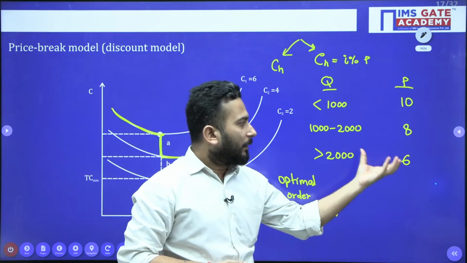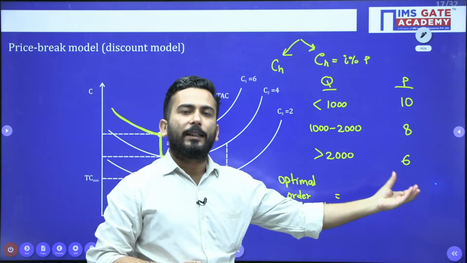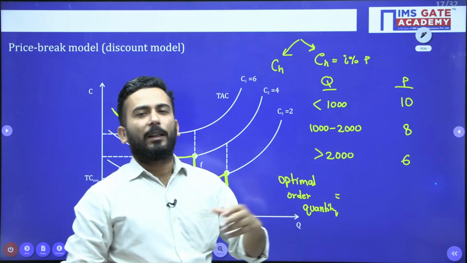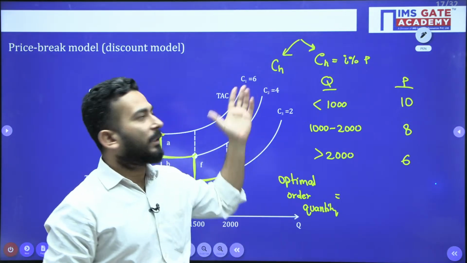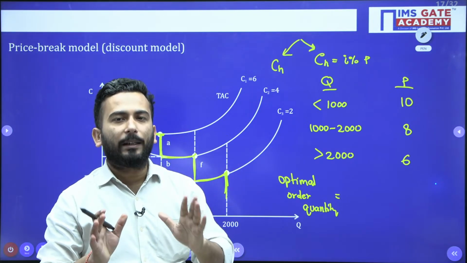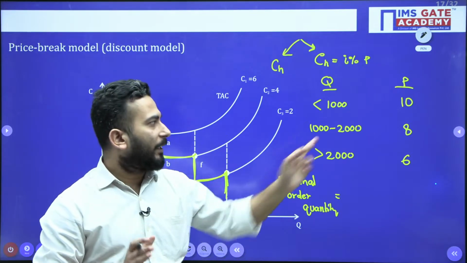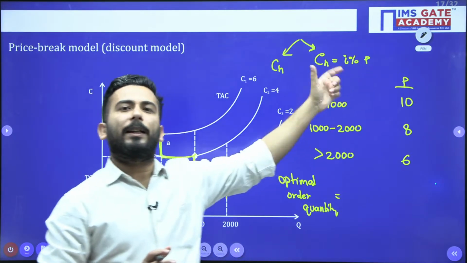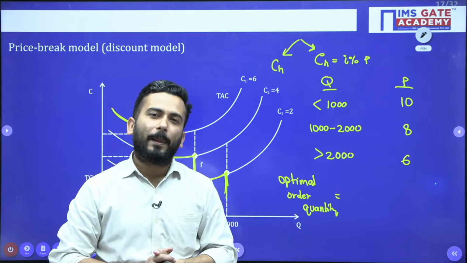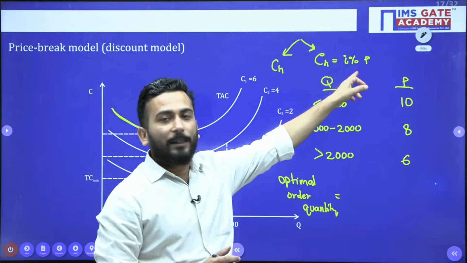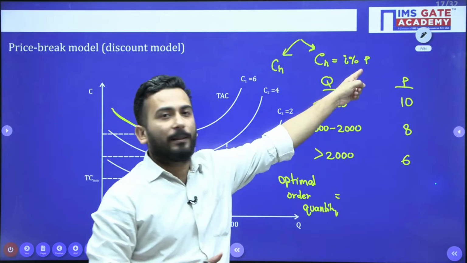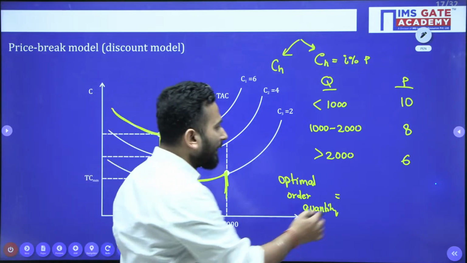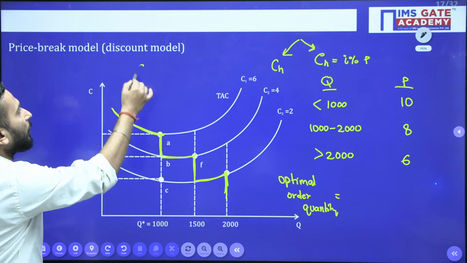Now I will always start from the least unit price. When your holding cost is fixed, it is independent of unit price. So let me take the case when it depends on unit price. I will consider 6 first. I will put 6 over here, find CH, and find what Q is. The idea is we have to find Q first.